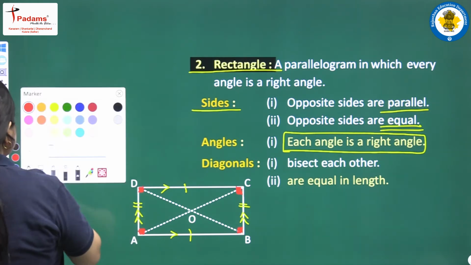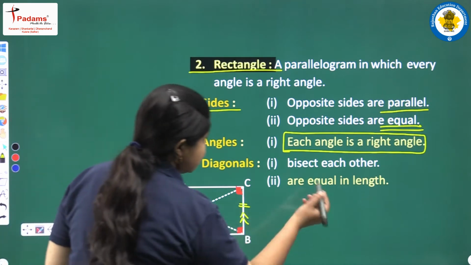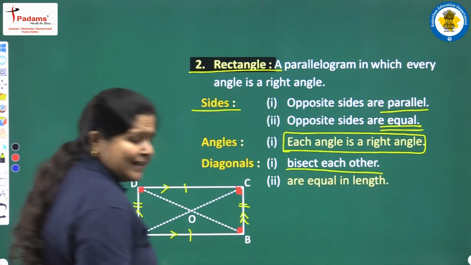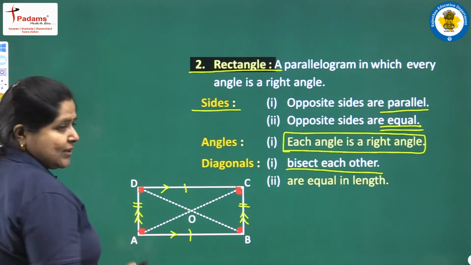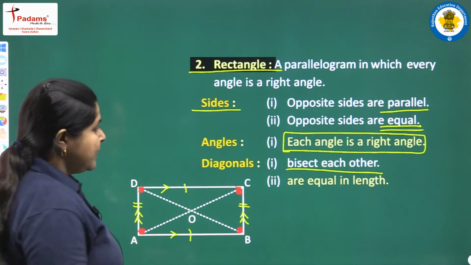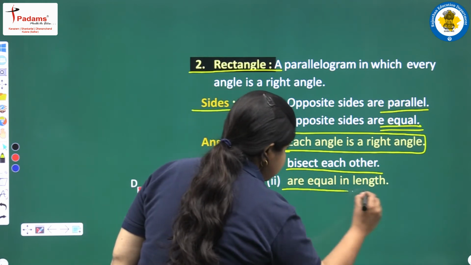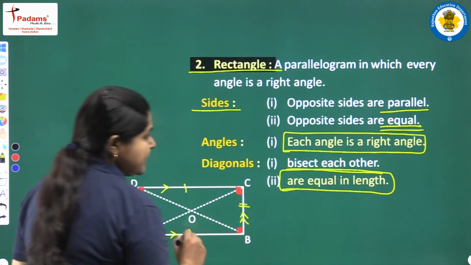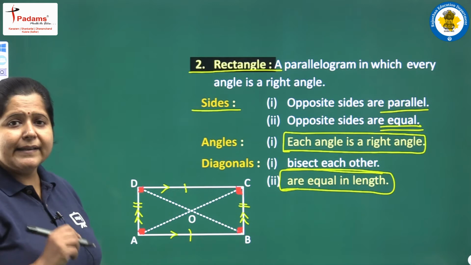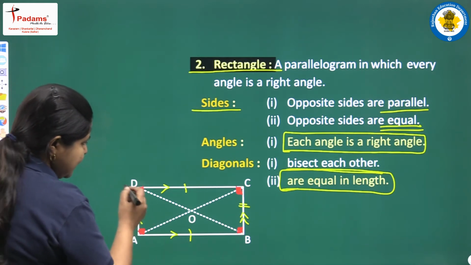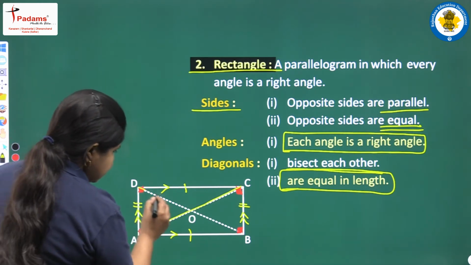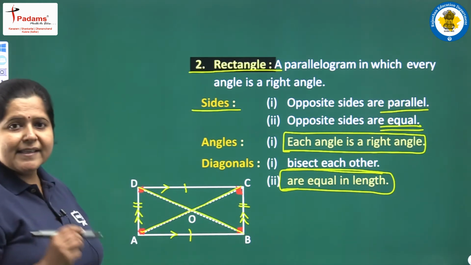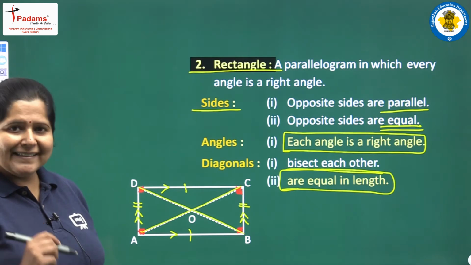Then the diagonals bisect each other. This is the same property that a parallelogram has. The diagonals, they divide each other into two equal parts. Then this is again a special feature. The diagonals are equal in length. Here you can see the two diagonals. This first one is the AC diagonal and this BD. These two diagonals are equal in length.